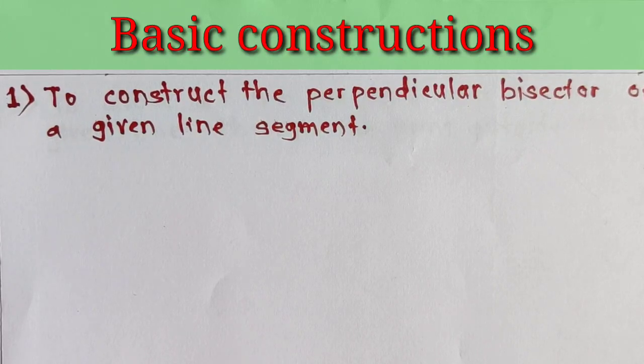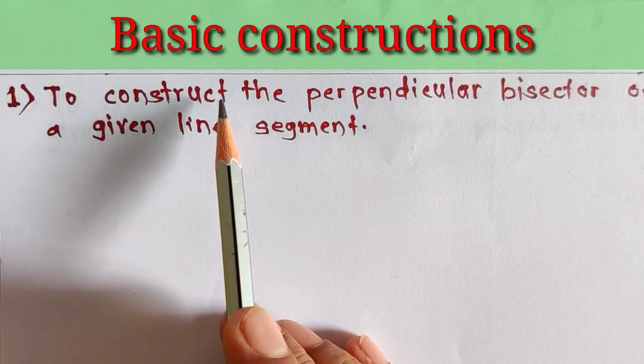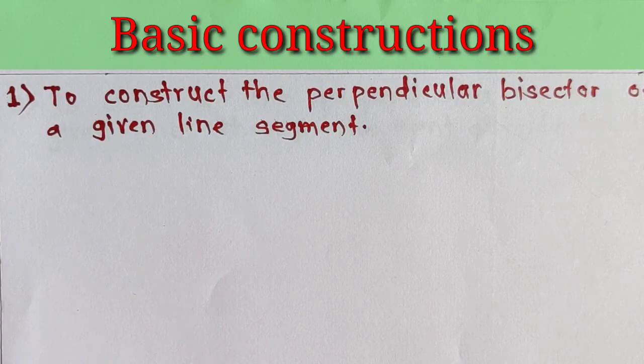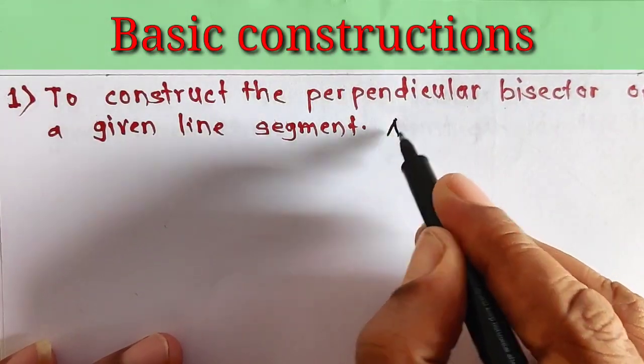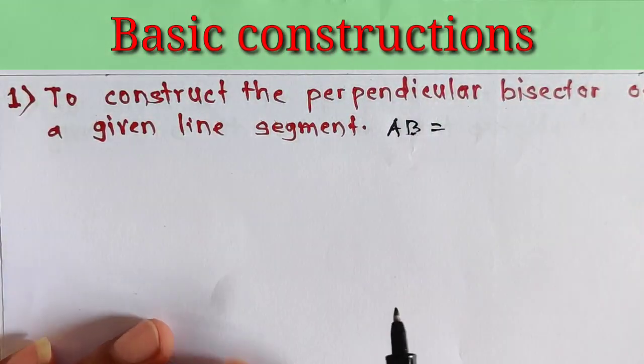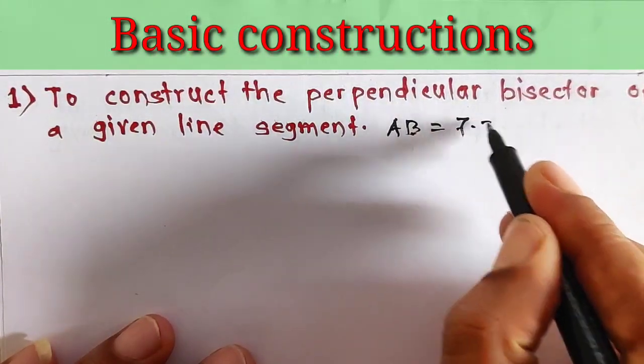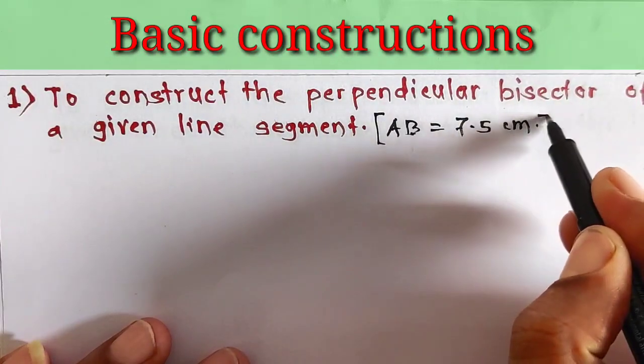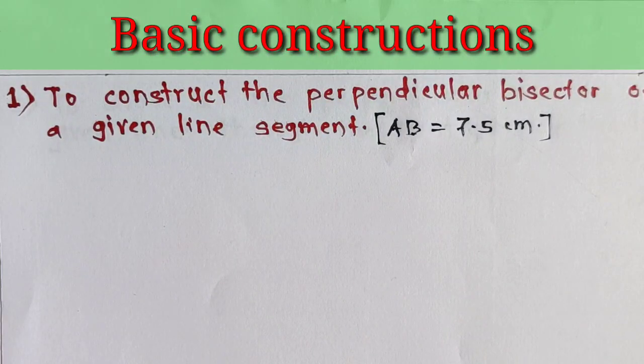The first construction is to draw the perpendicular bisector of a given line segment. A line segment is given of so and so length, then we have to construct the perpendicular bisector of that segment. Suppose AB is a line segment of length 7.5 centimeter. Then we have to bisect this segment.